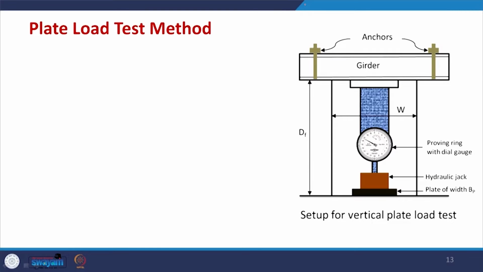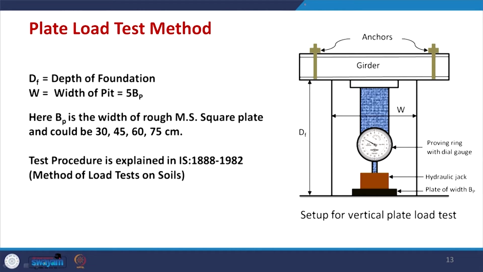When you have the plate load test, the setup for the test is shown in this slide. In this case, you have the girder which is anchored, and below the girder you have a proving ring, and the proving ring is connected to a plate. What is important here is at the bottom, which is a plate of width BP. Here BP is the width of the plate, and this plate normally consists of a mild steel, rough plate, and this is a square plate.